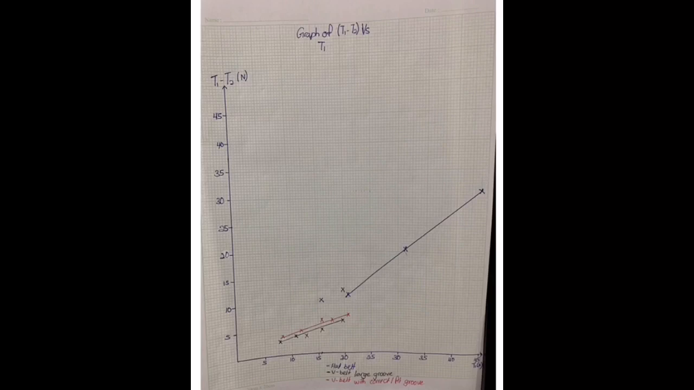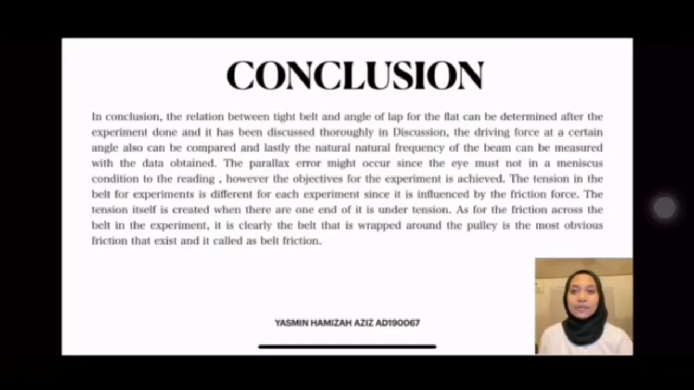V belts require less belt width and tension than flat belts. The value of T1 minus T2 of a V belt with a large groove is less than that of a V belt with a correct groove, because the tightness or grip of a V belt with a large groove is not as good as a V belt with a correct groove. That is all from my part, and I have discussed the three discussions on this lab report. Thank you.